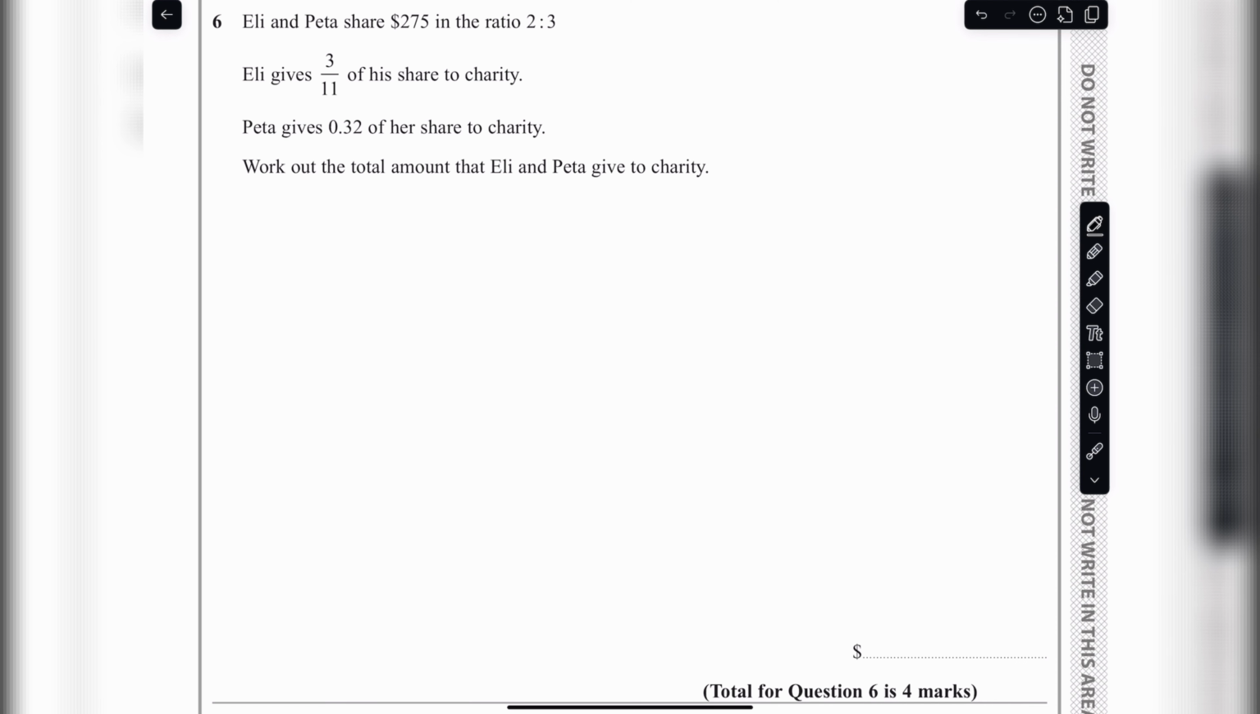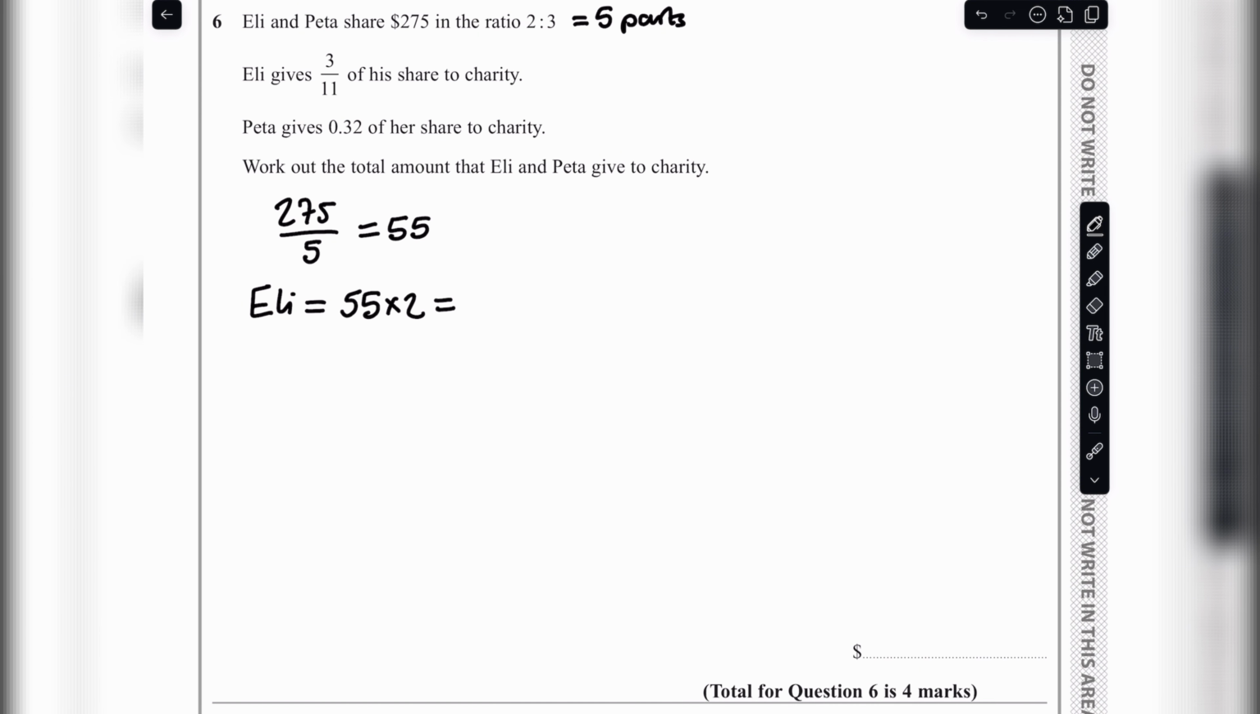So given as they share this money in the ratio 2:3, we can simply write that as 5 parts. So 275 divided by 5 equals 55. So in order to determine Eli's amount, we need to multiply 55 by 2, and that's 110. And Petter's amount can be determined by multiplying 55 by 3, and that's 165.